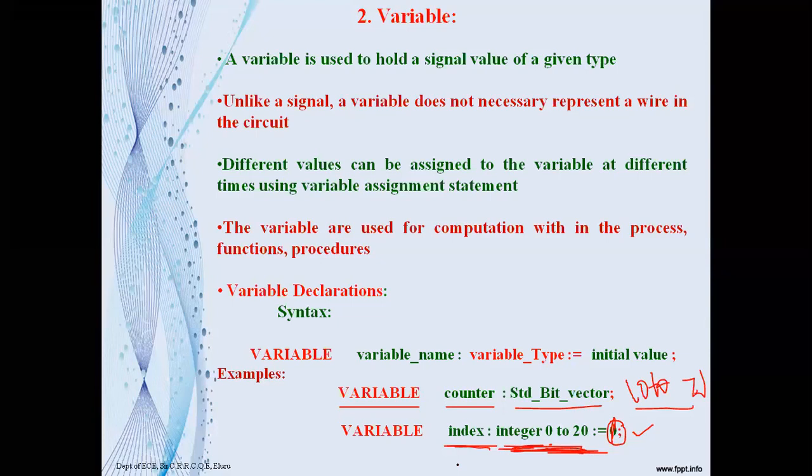Okay, so signals are a function of time. Variables are not a function of time. At any instant of time you can change the values here. During the simulation also you can change the values. That is the flexibility with the variable here.